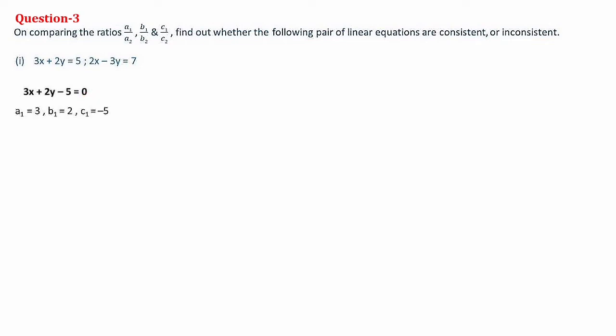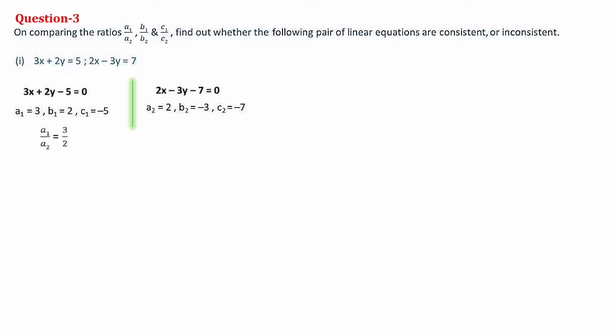From here a1 is 3, b1 is 2, c1 is minus 5. Next, second equation, if you write 2x minus 3y minus 7 is equal to 0. Here also 7 we have taken to the left side to make it in the standard form. Here a2 is 2, b2 is minus 3, c2 is minus 7. These minuses please don't forget to take.